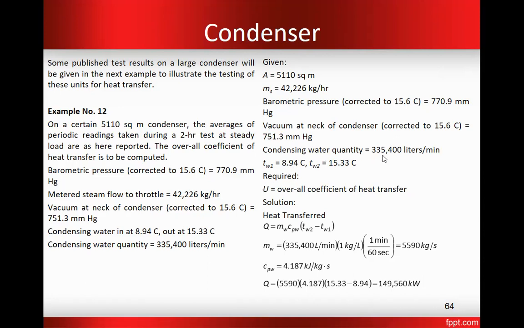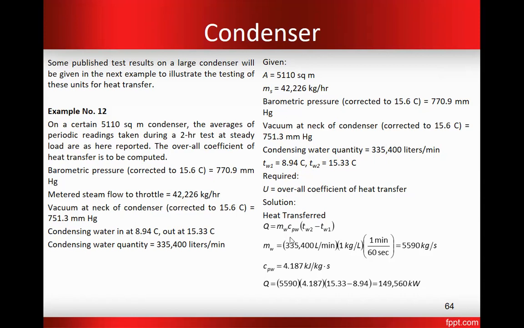Condensing water quantity is 335,400 liters per minute. So ito yung condensing water, yung ginamit na tubig para mag-condense yung steam. So entering at 8.94 C and 15.33 C, ang symbol na is TW1 and TW2. So the required is U, the overall coefficient of heat transfer.